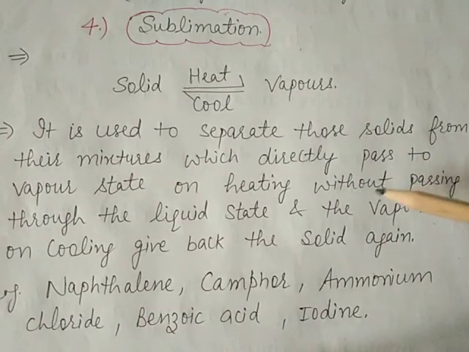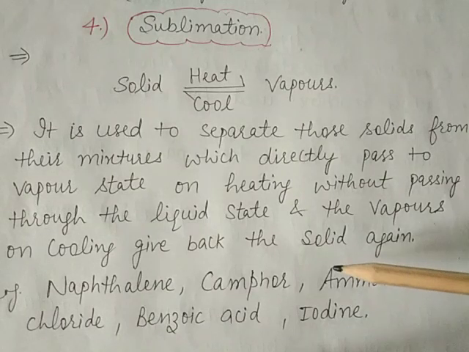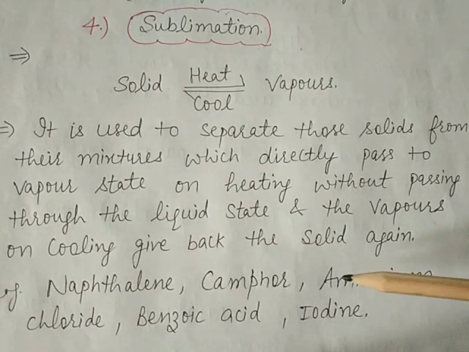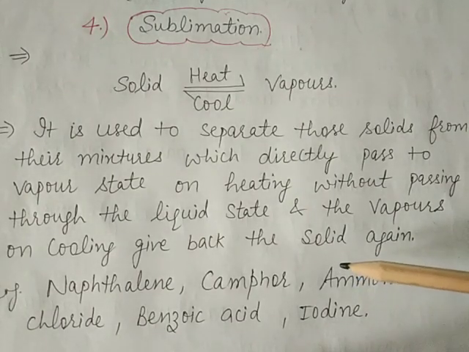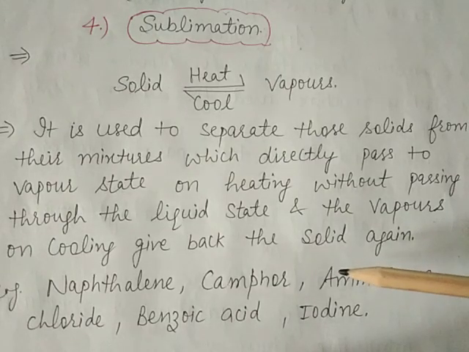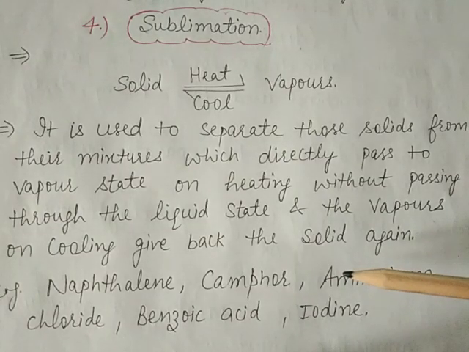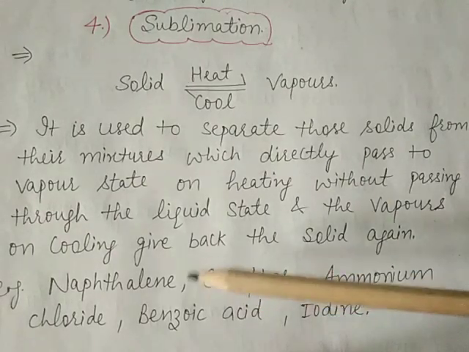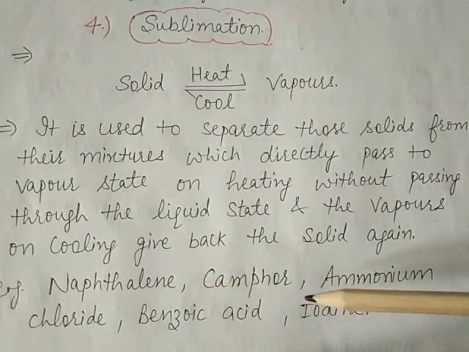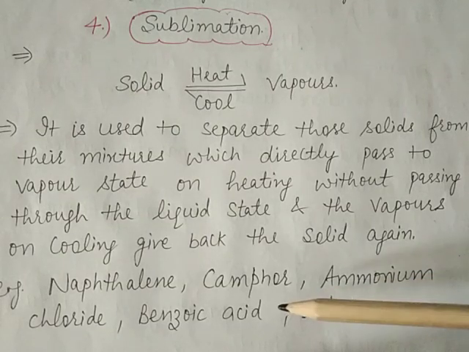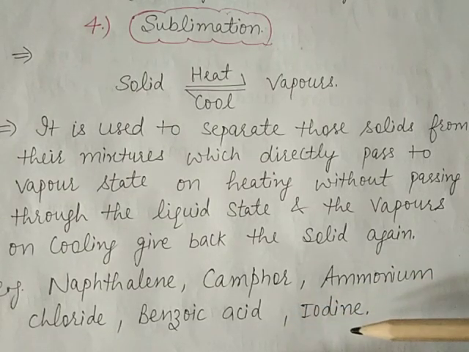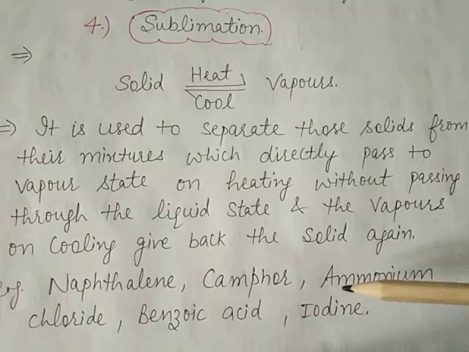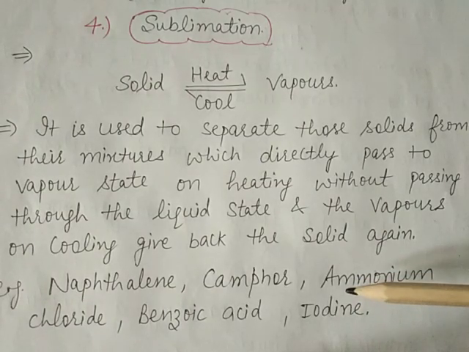Some solids have a tendency to sublimate on heating. A mixture containing such a solid with another solid can be separated by the sublimation method, for example naphthalene, camphor, ammonium chloride, benzoic acid, iodine. All these are examples of sublimation.